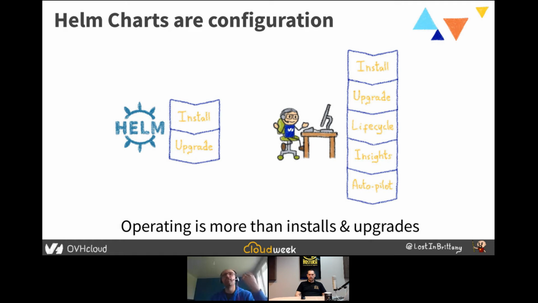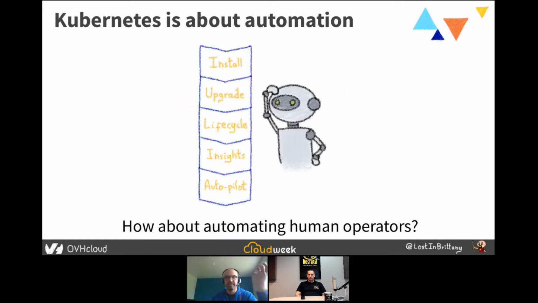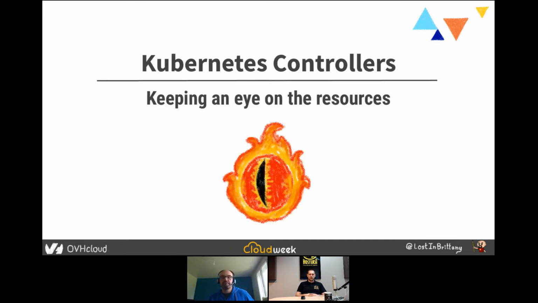And Kubernetes is about automation. So the logical question is, could we try to automate the operation, the whole scope of a human operation? Could you try to automate the business knowledge in order to reduce the number of tasks that human operators need to do during the application life? It should be done, and that's the idea behind the operators.